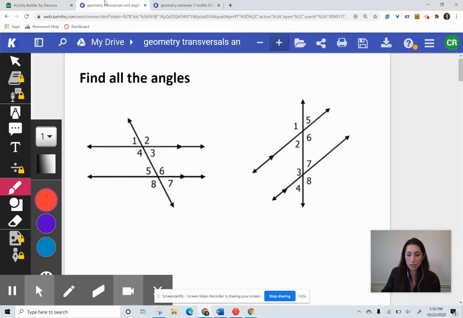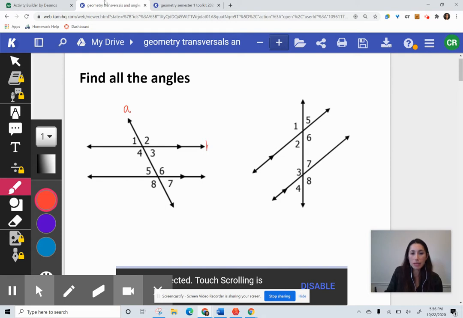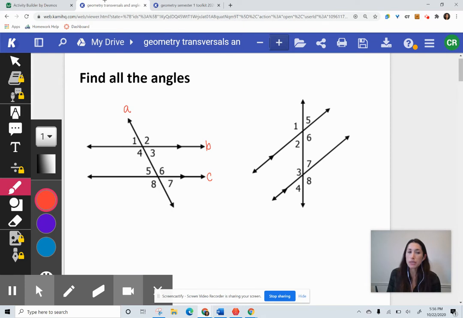So let's take a look at our diagram here. I'm going to label this line A, line B, and line C. The first thing I'd like for you to identify is what line is the transversal, meaning the line that goes through the other 2 lines, right? So the transversal is line A. So that's the one that goes through the other 2 lines. And then line B is parallel to line C in this diagram.